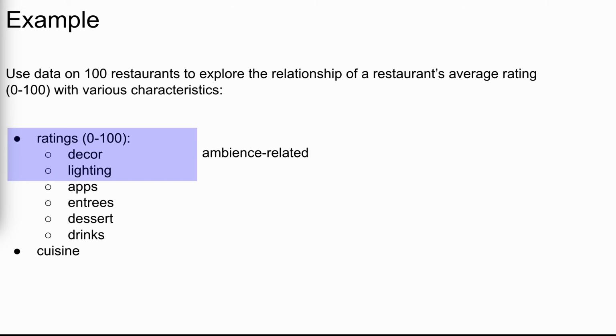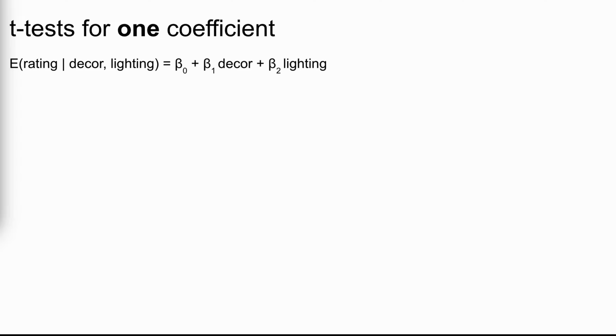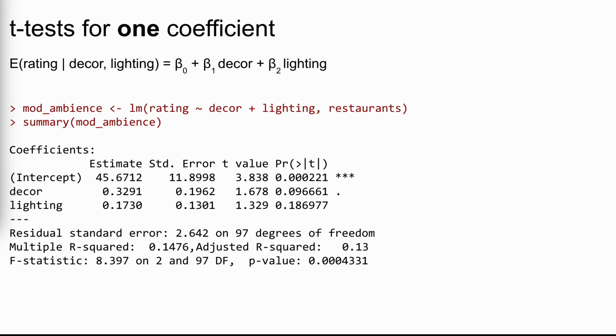Notice then that 2 features here are related to ambiance, and all of the others are related to food. Now let's test various hypotheses about these features using a 0.05 significance level throughout. To begin, let's model restaurant overall ratings by how well it scores in the ambiance-related features, decor and lighting. We can fit this relationship by applying the lm function to our restaurant's data.